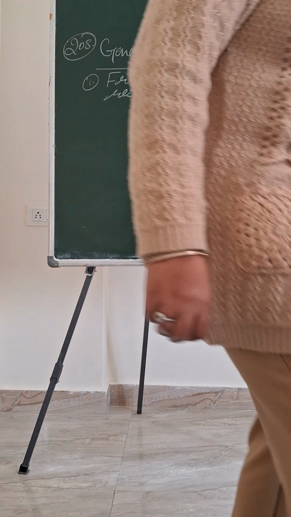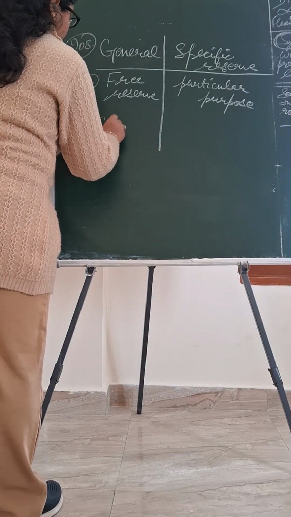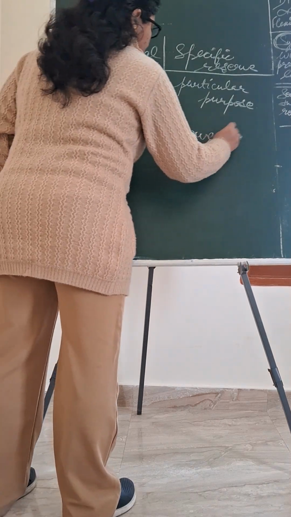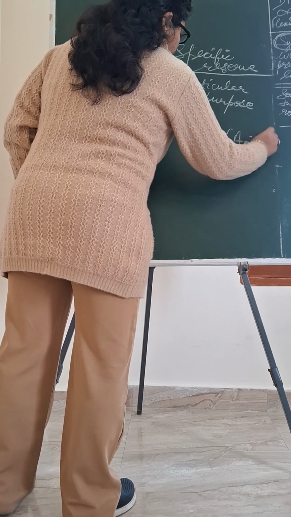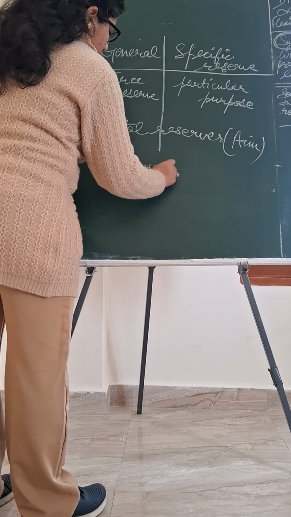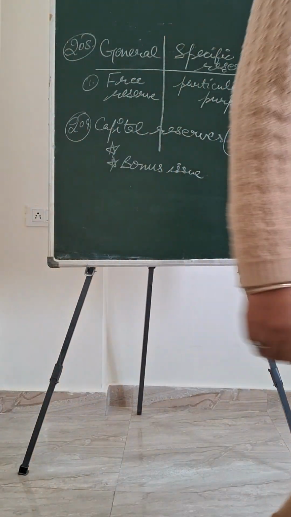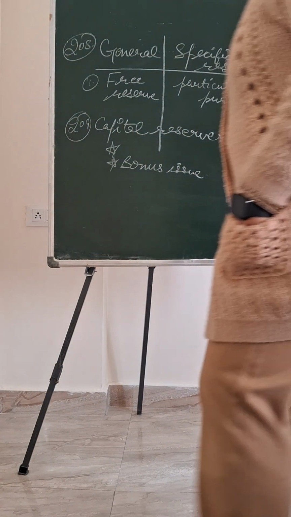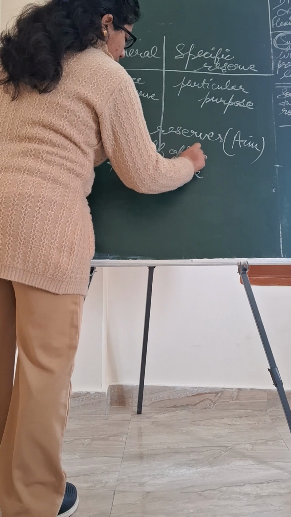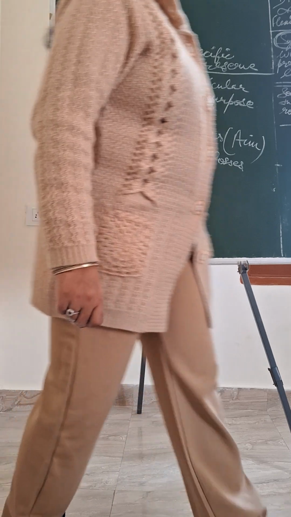So I have the next question about capital reserves, question 209. This is the aim. Capital reserve can be used for two things. First is for bonus issue, that is issue of bonus shares, and secondly write off capital losses. These are the two purposes of capital reserves.